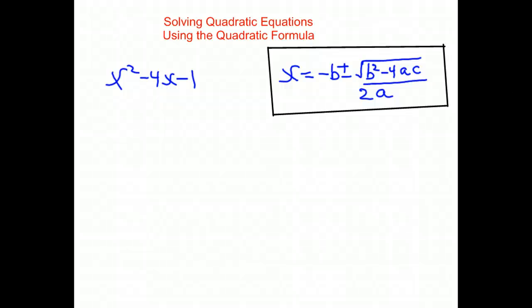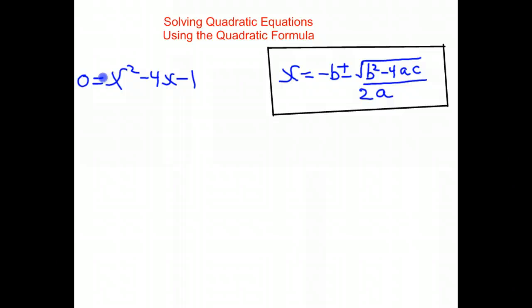Today we're going to learn how to solve a quadratic equation using the quadratic formula. So right here we have a quadratic equation, x squared minus 4x minus 1 is equal to 0. And in order to do this, we need to know what the quadratic formula is.